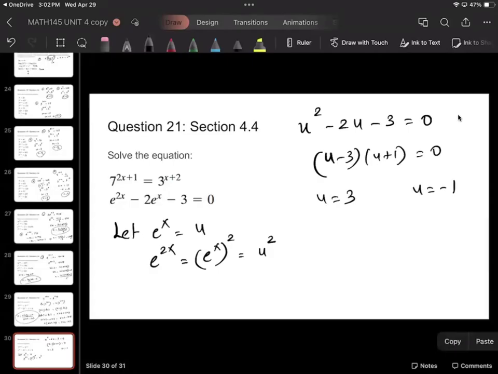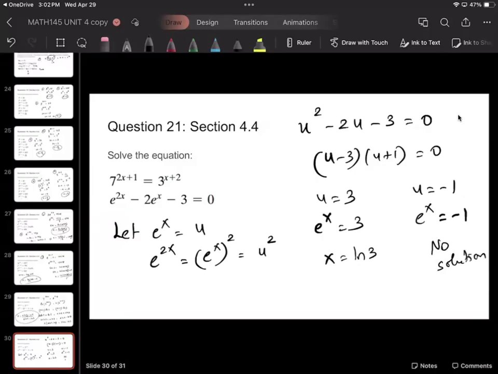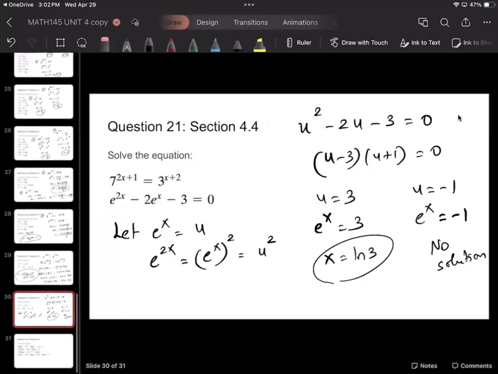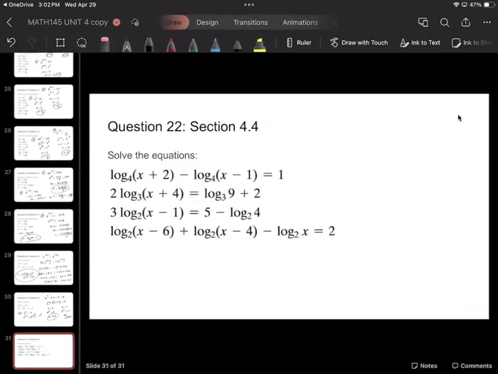Then I substitute back. So I have e to the power of x is 3, e to the power of x is negative 1, x is ln 3, and e to the power of x can never be a negative number. So there is no solution here. So this is the only answer. Okay.